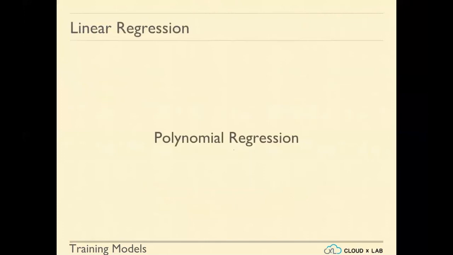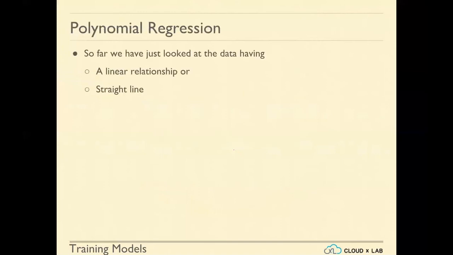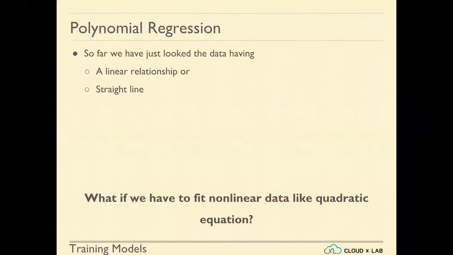Okay, now let's talk about polynomial regression. So far we just talked about linear regression and we were pretty happy. We just looked at data having a linear relationship, a straight line. What if we have to fit non-linear data, like a quadratic equation, or something which has more non-linearity? In that case we cannot use the standard way of computing gradients, but we could use polynomial regression.